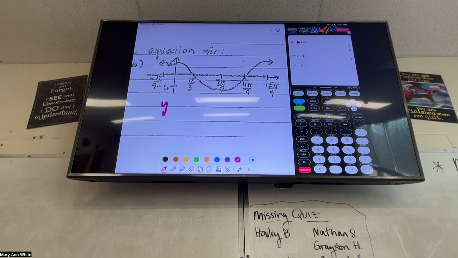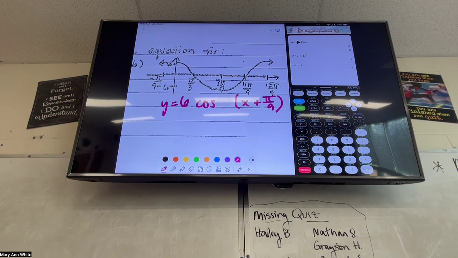We're going to say y equals, all right, let's do amplitude first. 6 cosine, leave space for your period again. And then x plus, because we went to the left, what's that number? Pi over 9. Very good.